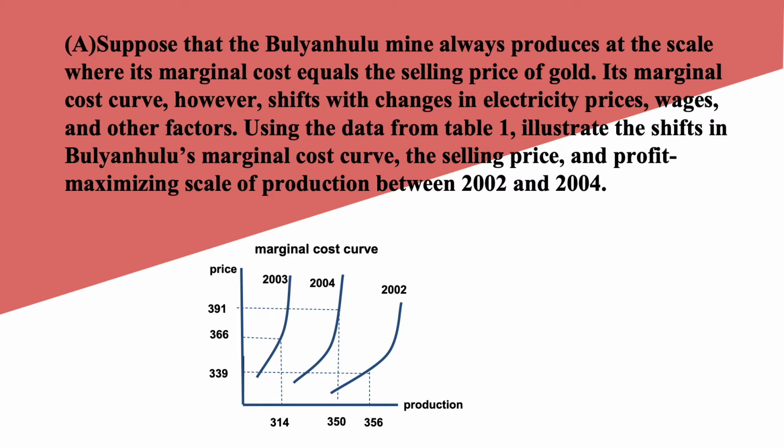As the graph below shows, the marginal cost curve shows the 2002, 2003, 2004 marginal cost curves, and the profit maximizing scale. In 2002 it will produce 356 and price will be 391, in 2004 it will produce 315 and price will be 391, and in 2003 it will produce 314 and price is 366.